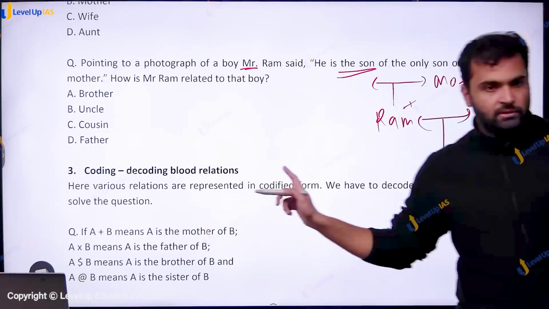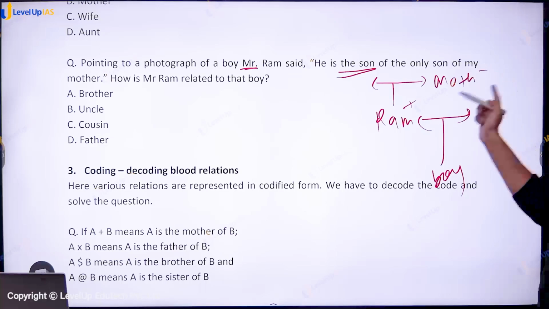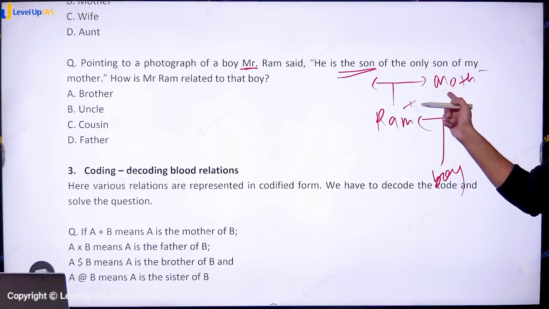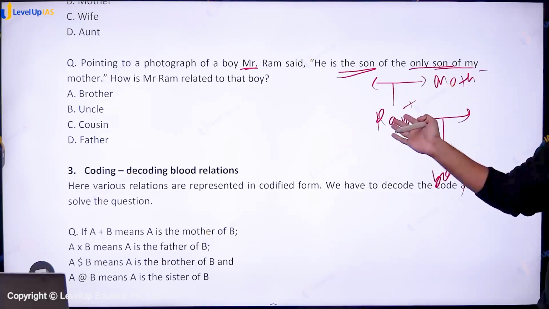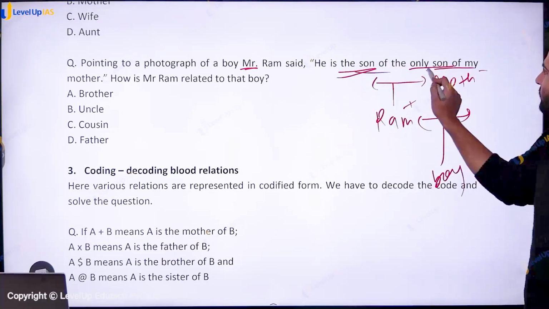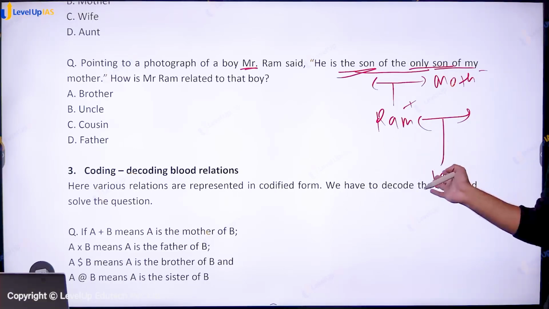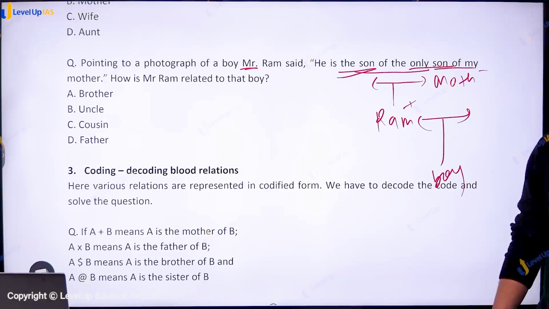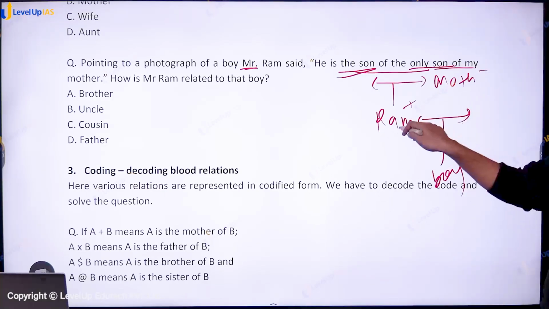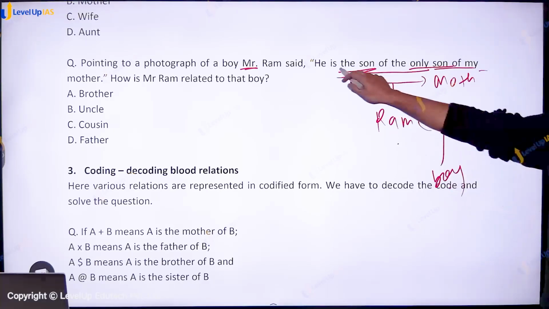We start with Ram. Then we come to when he describes himself: my mother. So somebody would be Ram's mother. Then he talks about the only son of my mother, that is Ram himself. Then he talks about the son of that only son of Ram's mother, so Ram's son. Son of only son. The only son of Ram's mother is Ram, and the son of that only son is his son, the boy.